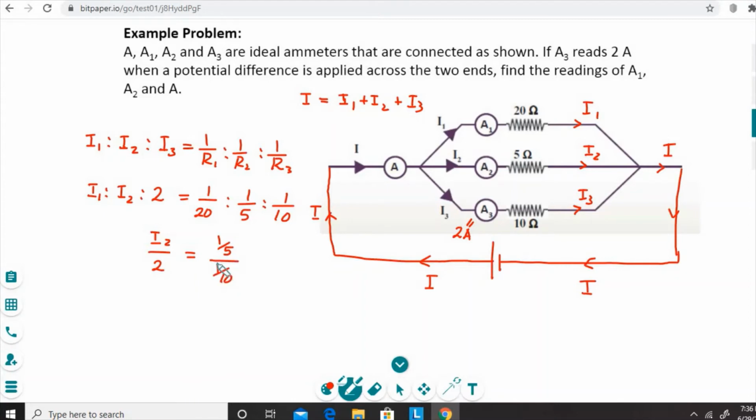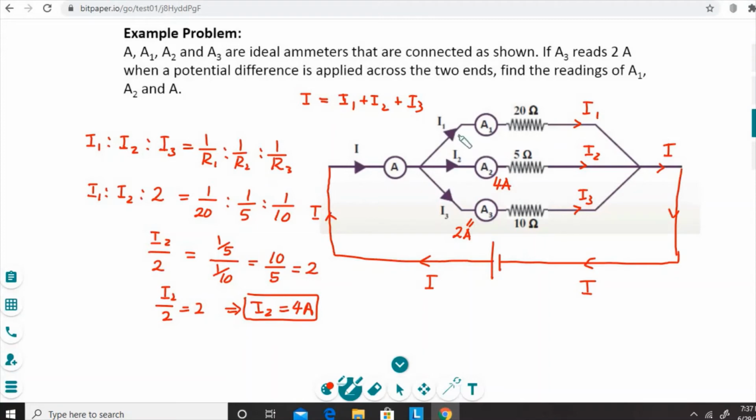Proportionalities are pretty much like ratios, so I can do the same thing. If you simplify this, you get 10 over 5, which is 2. So I2 over 2 is equal to 2, and that gives you I2 equals 4 amps. So the reading here is going to be 4 amps.